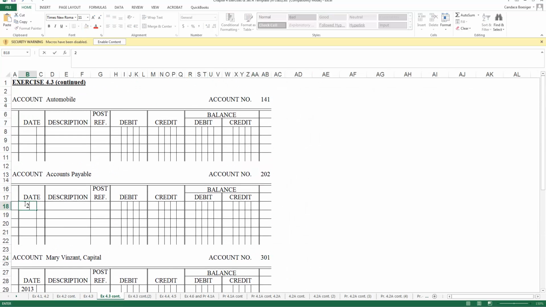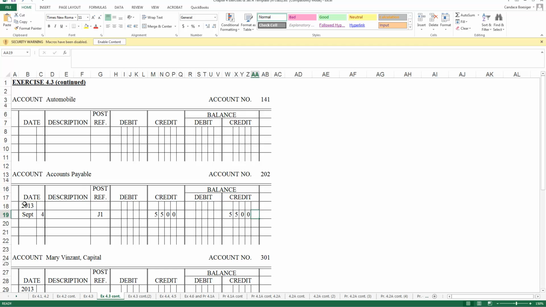Accounts payable, again, open the date. J1 for general journal 1, and we decided it was a credit of $5,500. So right now our balance is $5,500, because there are no other transactions in this account, so that balance doesn't change.